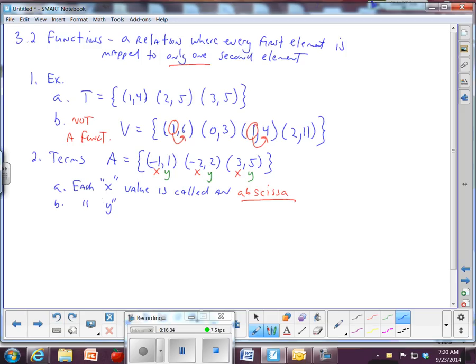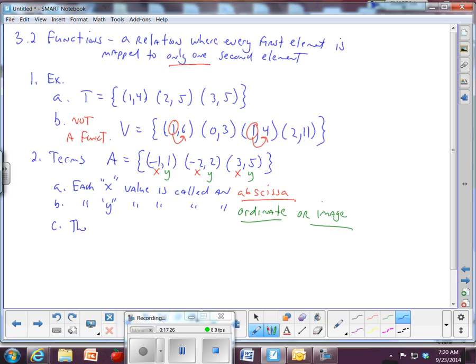B. Each y value is called an ordinate. Ordinate: just take the c off of coordinate and you get ordinate. So each y value is called the ordinate, or you could also call it the image. You'll see it both ways. So if you look back at set A, 1 is an ordinate or image, 2 is an ordinate or image, and 5 is an ordinate or image. Every x value is called an abscissa. Every y value is called the ordinate or image.